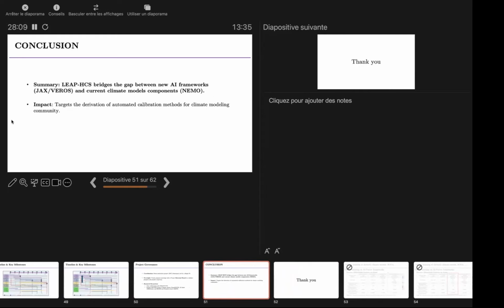We'll now conclude by saying that LEAP-HCS bridges the gap between new AI frameworks, such as languages that allow for automatic differentiation like JAX, new models written in Python such as Veros, and current climate model components like NEMO. The impact of the project targets deriving automated calibration methods for the climate modeling community.